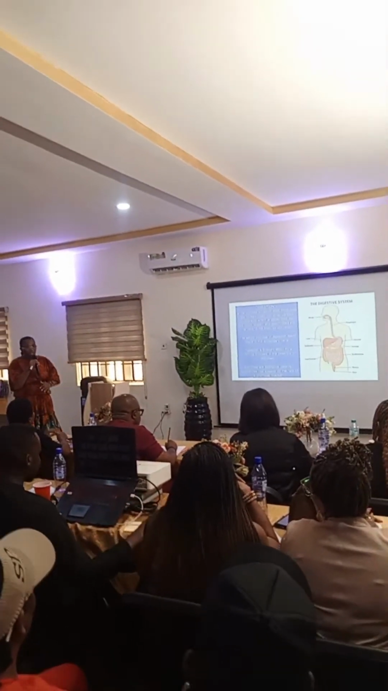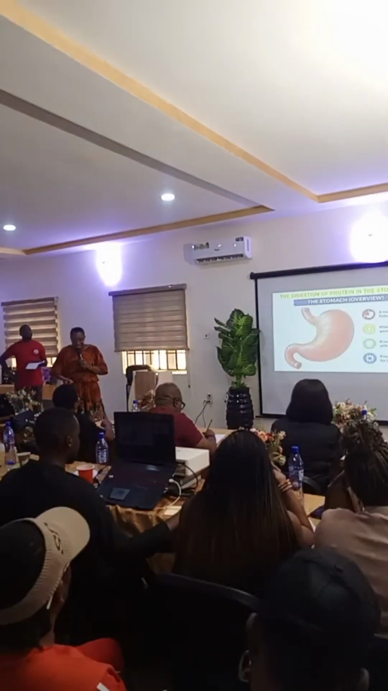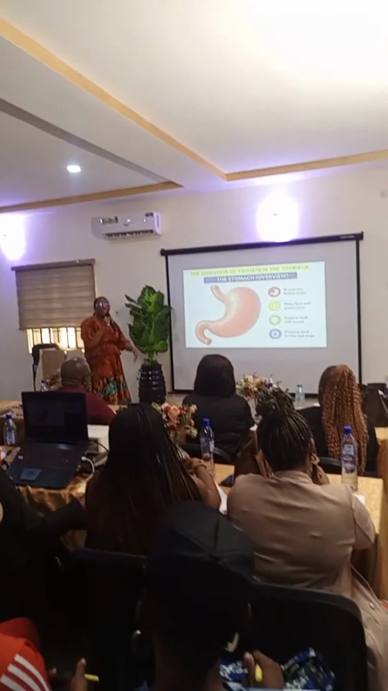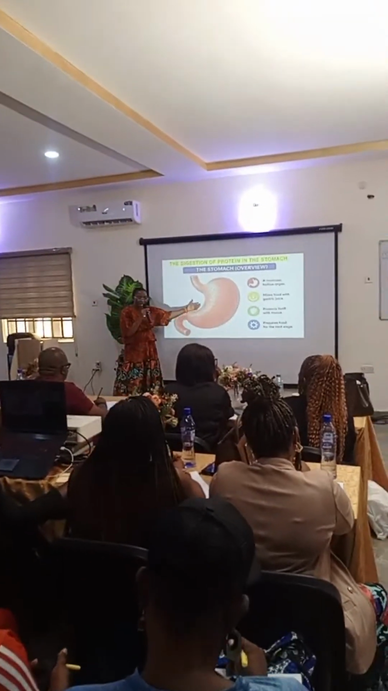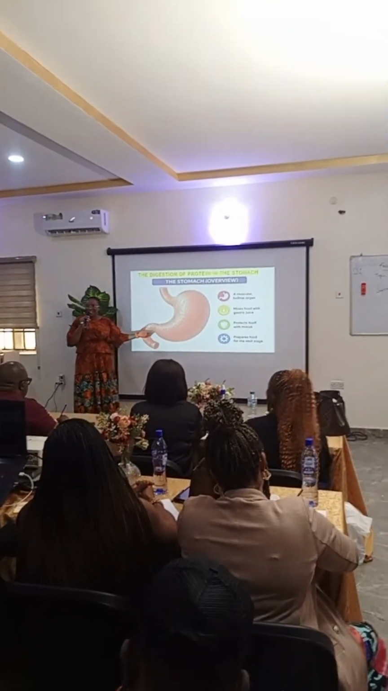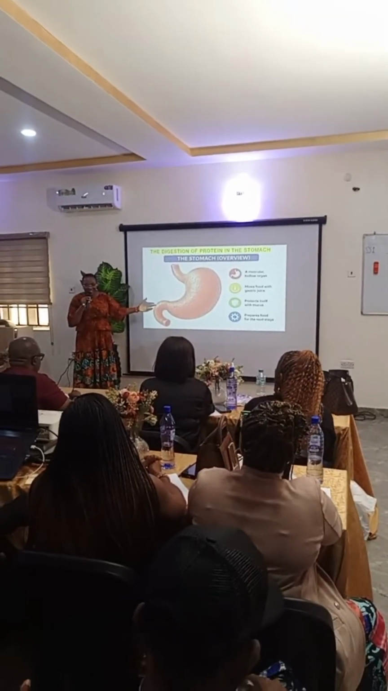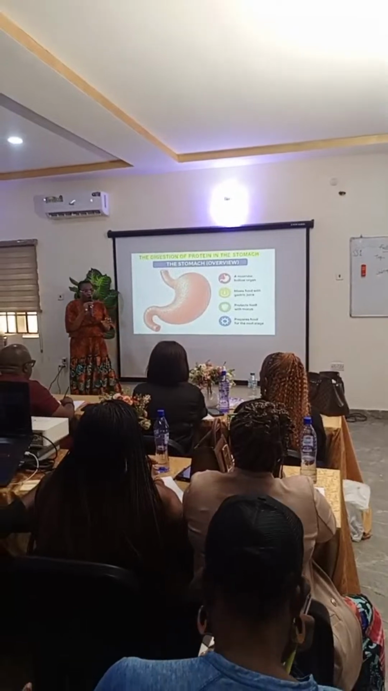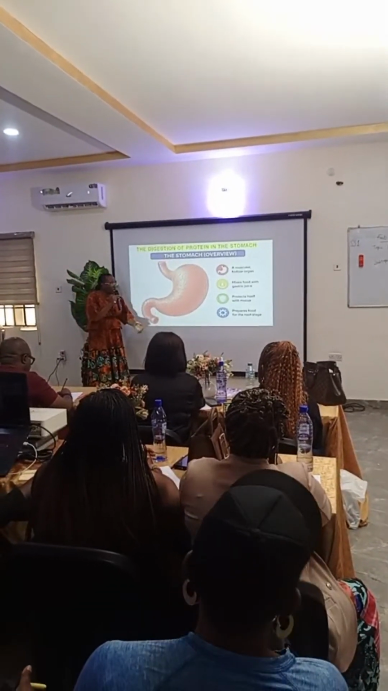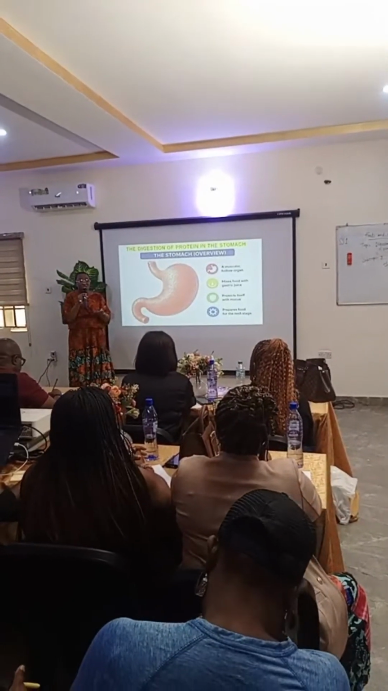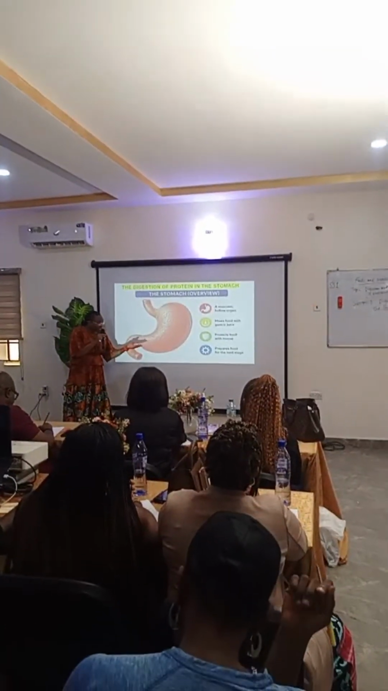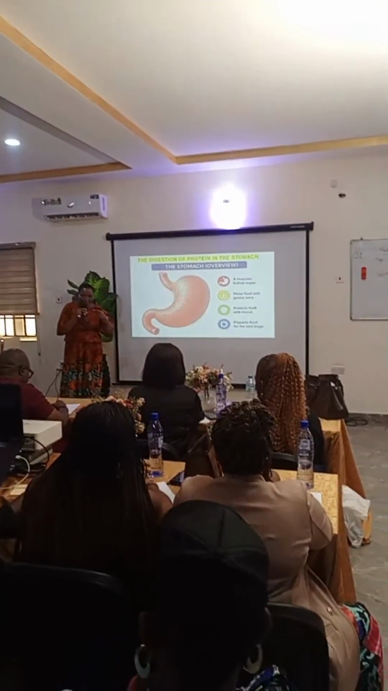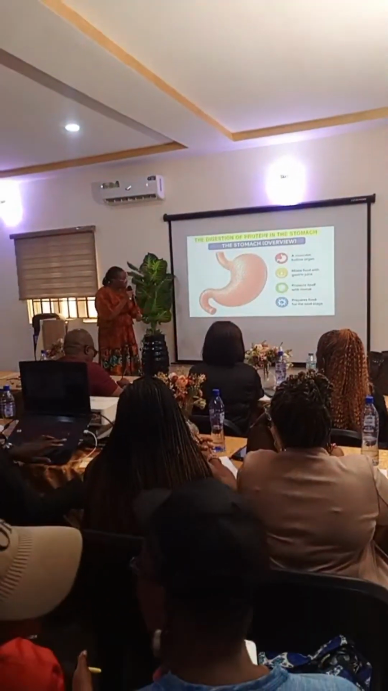Now let's go proper into what we have today: the digestion in the stomach. Let's take an overview of the stomach. Look at the structure of your stomach. The stomach is a muscular hollow organ. Number 2, it mixes food with gastric juice. Number 3, it protects itself with mucus. And number 4, it prepares food for the next stage.